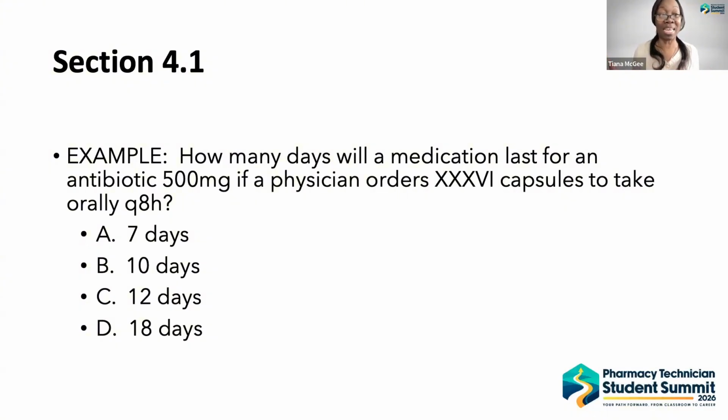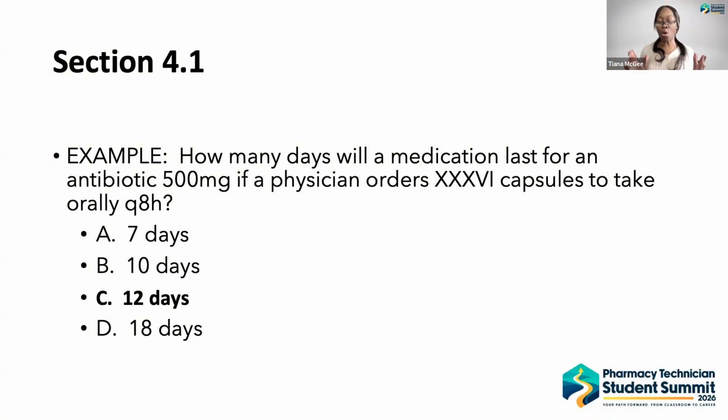So this is testing you once again on sig codes, being familiar with the medication. It's an antibiotic. They didn't give us a name this time. They gave us the strength, the dose, and he wants XXXVI. This is 36. So X is 10, 10, 10, V is 5, I is 1. 36 capsules will be dispensed. The patient is going to take it every 8 hours. So if we know that every 8 hours really translates to 3 times a day, how many days will this medication last? It'll last for 12 days.